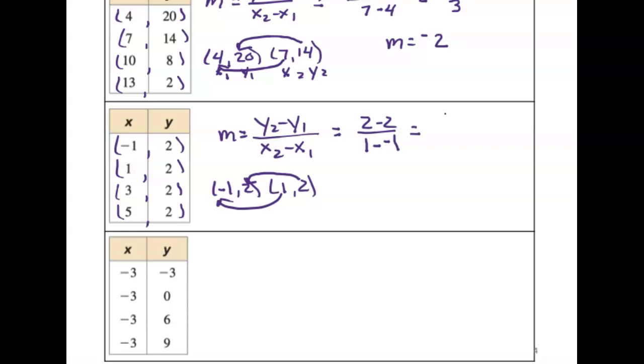2 minus 2 is 0. 1 minus negative. Minus a negative is the same as plus a positive, and 1 plus 1 is 2. Now let's think. 0 divided by 2. If I have 0, can I divide 0 up? Yeah, I just have more sets of 0. So this would be my slope equals 0.